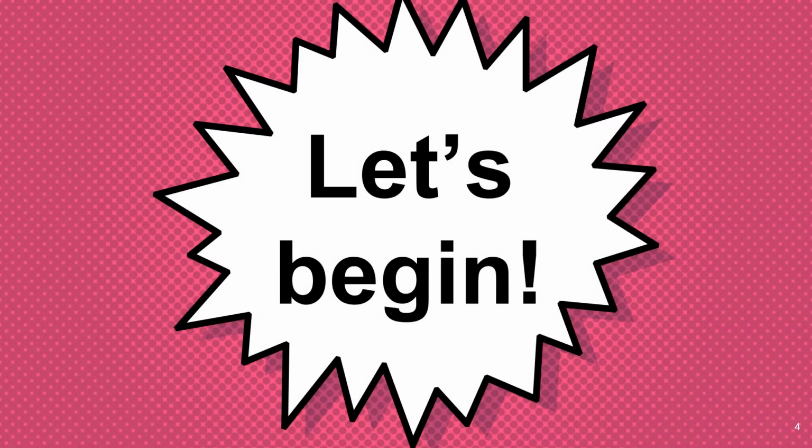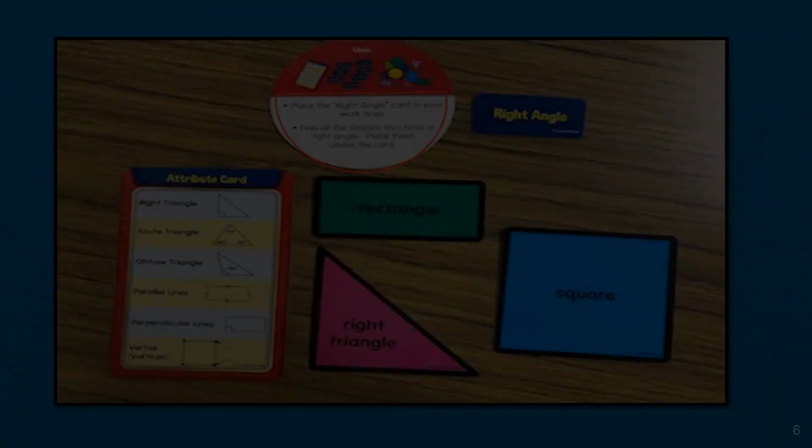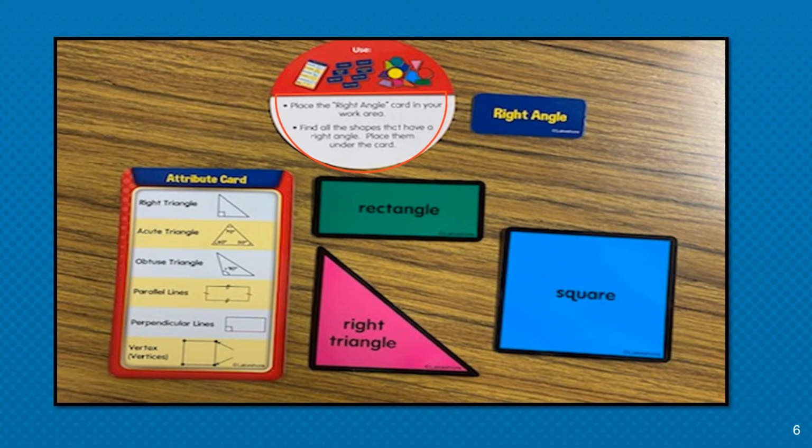Let's begin. On the top of each question card, there are images of the tools you need to use to help your child solve the problem. On this card, it says to use the attribute card, the attribute label cards, and the shapes. On the bottom of the card is the math question.